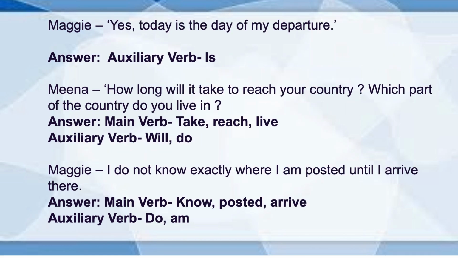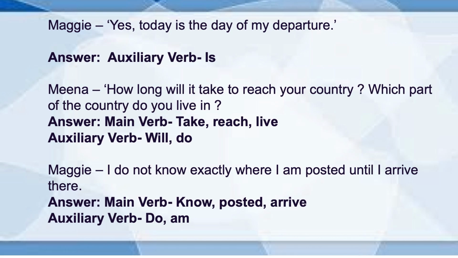Now, look at another sentence. Maggie, yes, today is the day of my departure. Maggie says a particular thing which is, yes, today is the day of my departure. Now, in this particular sentence, do we find the presence of an auxiliary verb? Yes, we do, and it is, I-S, is.